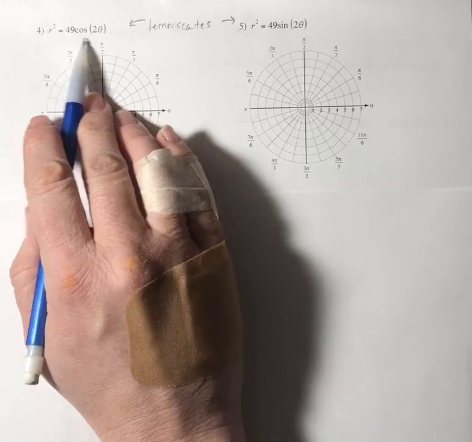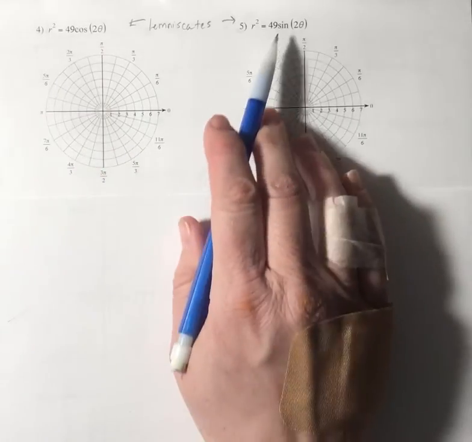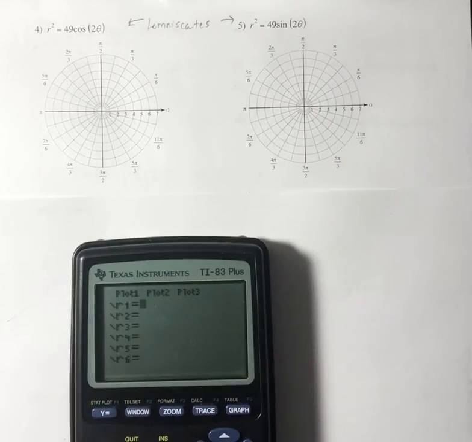And this is the cosine one. This is going to be the one that's symmetrical about the polar axis. And then this is going to be the one that's diagonal. Okay, so these both kind of go together.